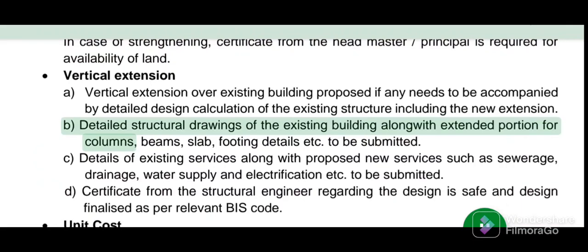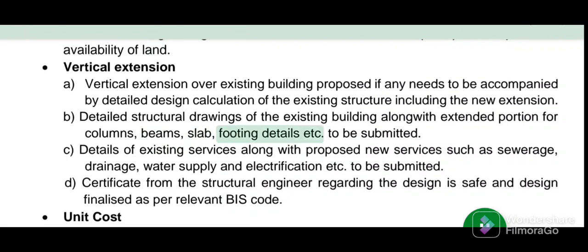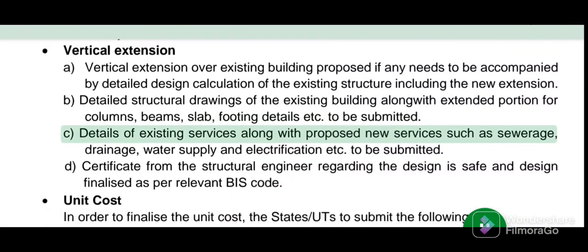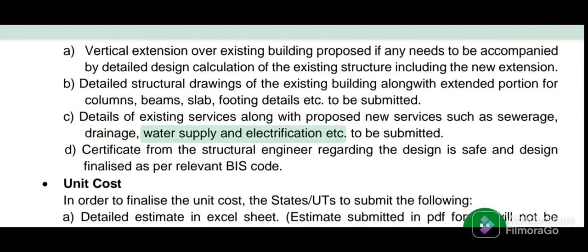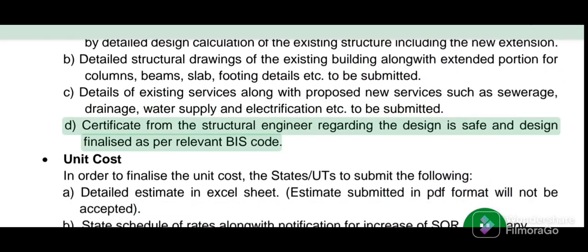B. Detailed structural drawings of the existing building along with extended portion for columns, beams, slab, footing details etc. to be submitted. C. Details of existing services along with proposed new services such as sewerage, drainage, water supply and electrification etc. to be submitted. D. Certificate from the structural engineer regarding the design as safe and design finalized as per relevant BIS code.